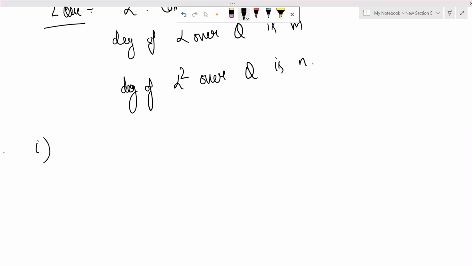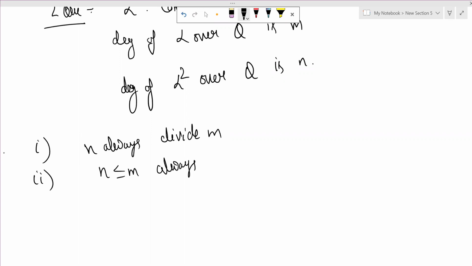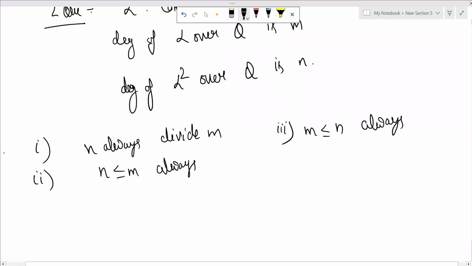First, n always divides m. Second one is n less than m always. Third one is m less than n always. Fourth one is if m is a prime number, then m equals n.